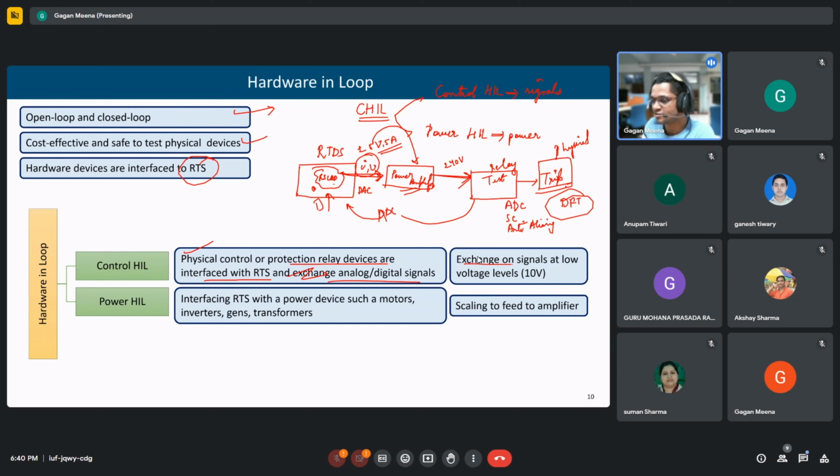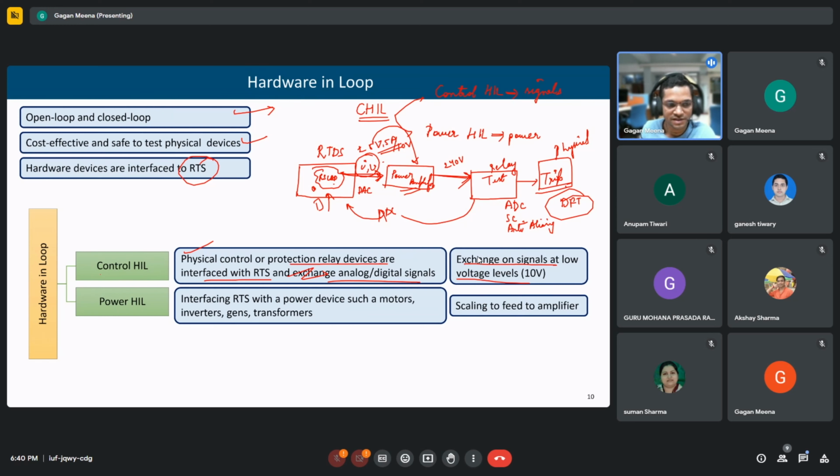So here the exchange of signals is at low voltage levels, 5 or 10 volts. It can be 5 or 10 volts. Some simulators can also give an output of 10 volts.